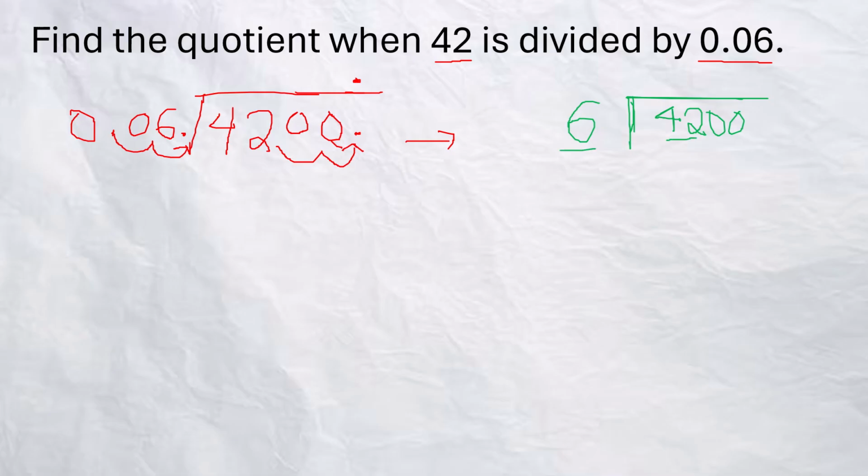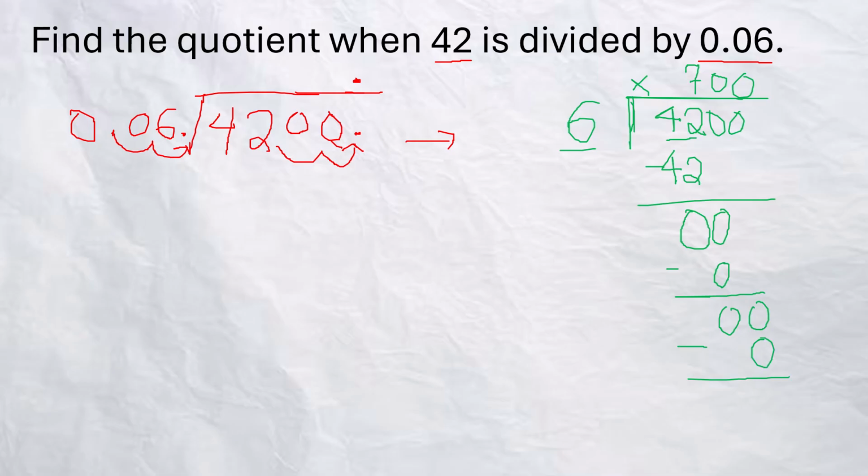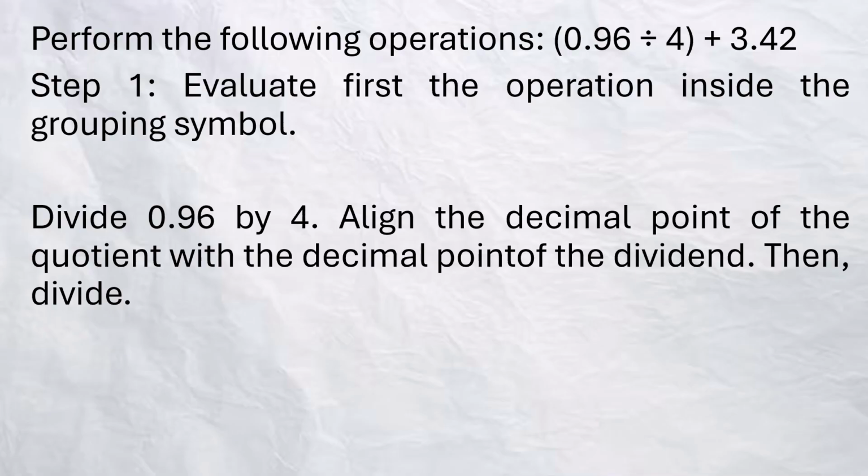42 divided by 6 is 7. 7 times 6 is 42. 42 minus 42 is 0. Bring down 0. 0 divided by 6 is 0. 0 times 6 is 0. 0 minus 0 is 0. Then bring down 0. 0 divided by 6 is 0. 0 times 6 is 0. 0 minus 0 is 0. So the quotient for this equation is 700. For the next one, let us perform the following operation, the grouping: 0.96 divided by 4 plus 3.42.